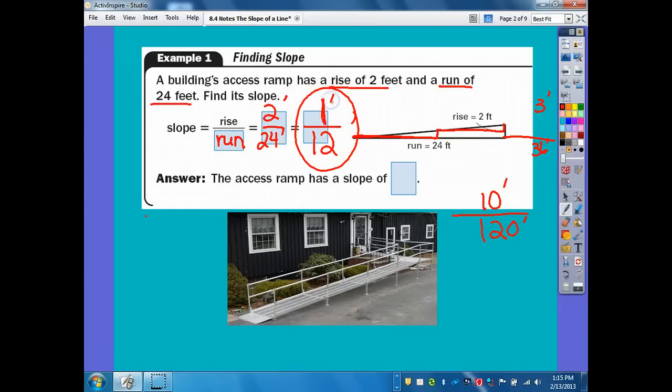Okay, because 1 foot is how many inches? 12. So now we have 12 inches over, what's 12 times 12? Takes you back to your square roots. Excellent. Inches. Simplify that. 1 over 12. Goes back down to 1 over 12 again, doesn't it? So is that meeting the ADA? Yeah. All right. Alrighty, so let's go on to the next one.